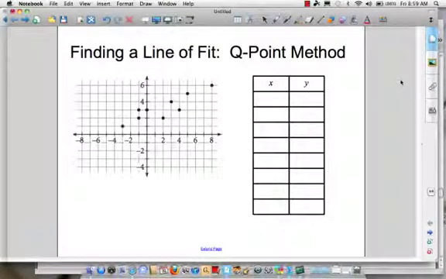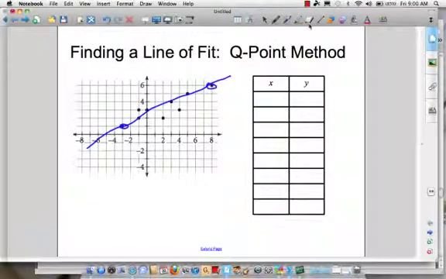This lesson is going to show you a method for finding a good line of fit, and the method is called the Q-point method. So far, if we've needed to find a line of fit for data that are not exactly linear, we've just eyeballed it. We've picked 2 points, say maybe in this case you might pick this one, and you draw the line through those 2 points. You find its equation, and there you have it.